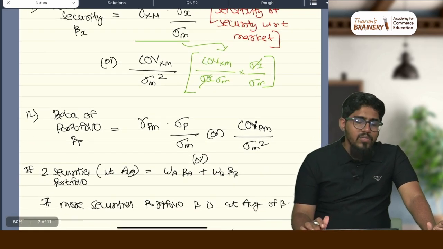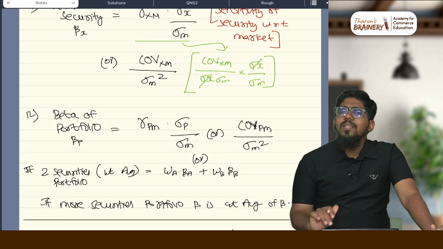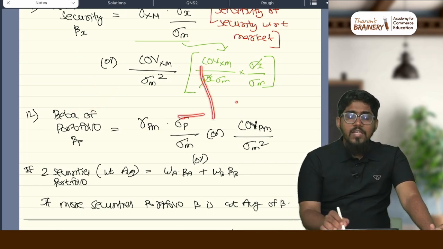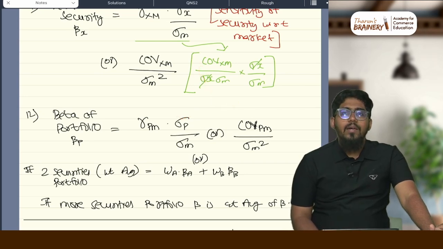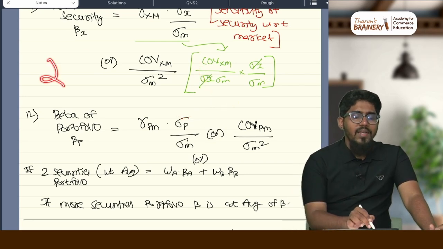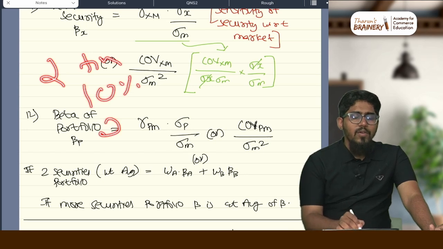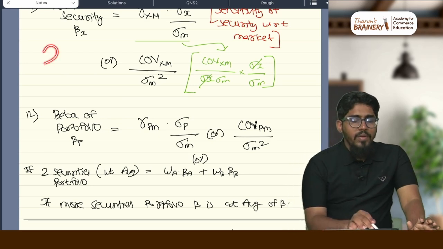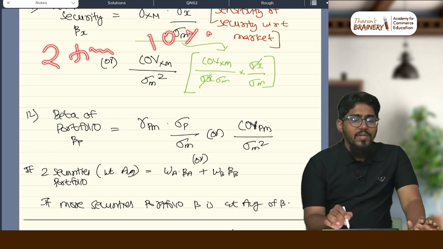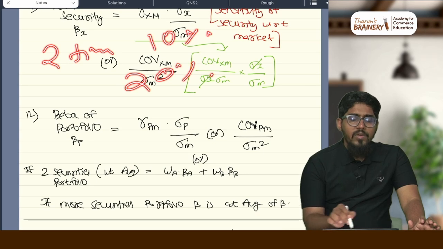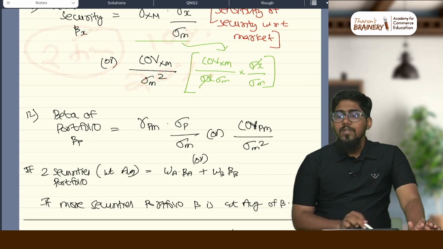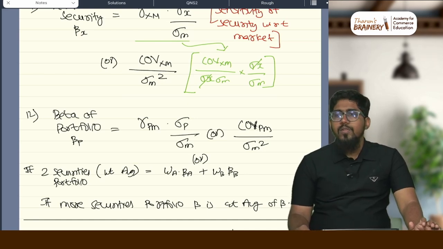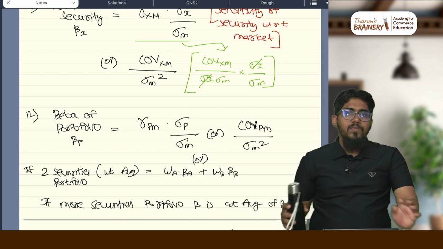Sir, where can beta be used in the examination? If the question is asked like, if my market is falling by 10%, how much is my security falling? This is answered by beta. First you calculate the beta. Suppose beta is 2 times, if the market is falling by 10%, your security will fall by 20%, like leverage. Clarity. This is how the questions will be answered, and the same concepts can be used in mutual funds also, because a mutual fund at the end of the day is nothing but a portfolio of securities.